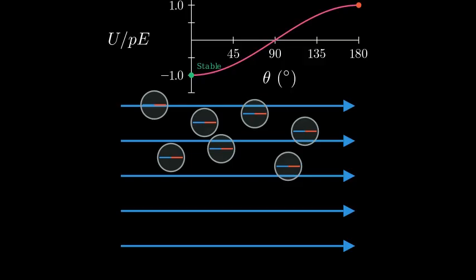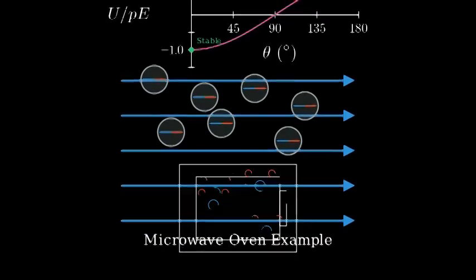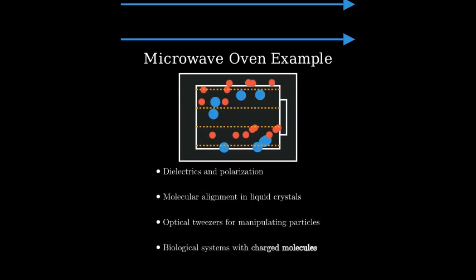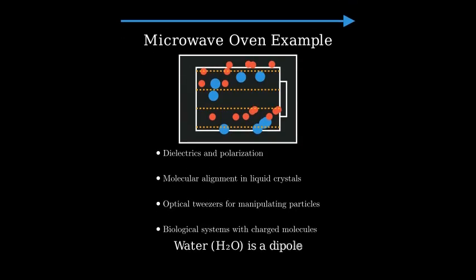This phenomenon has many practical applications. In microwave ovens, water molecules, which are dipoles, rotate as they try to align with the oscillating electric field. This rotation leads to friction and heat generation. Electric dipole torque is also important in dielectrics and polarization, molecular alignment in liquid crystals, optical tweezers for manipulating microscopic particles, and many biological systems where charged molecules align in electric fields.